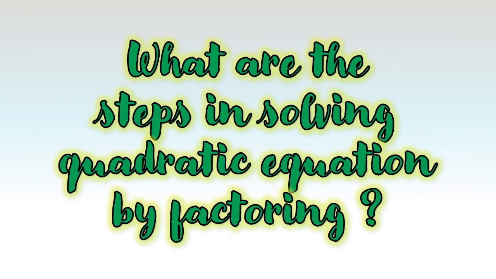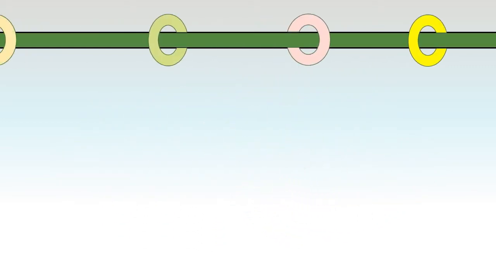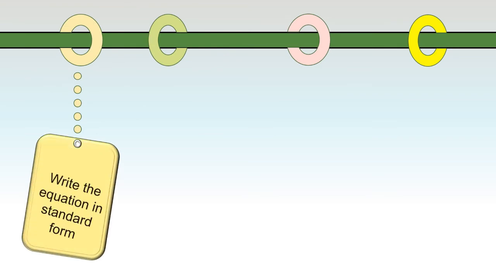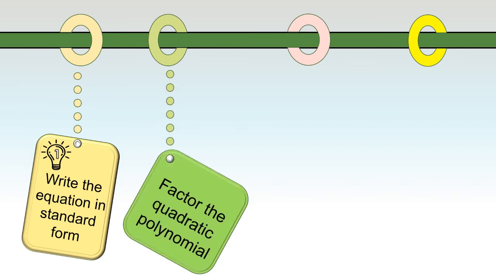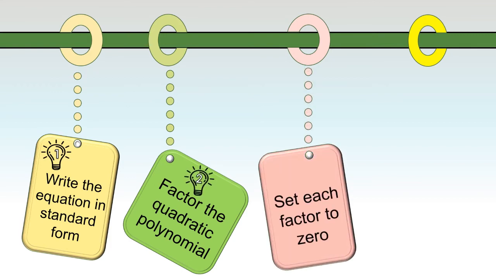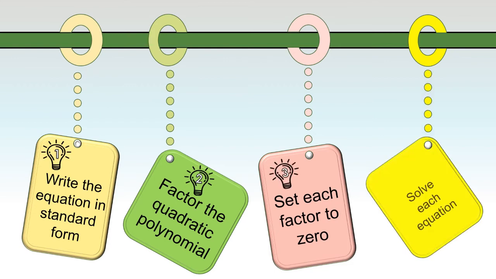So what are the steps in solving quadratic equations by factoring? Step number 1, we're going to write the equation in standard form. Step number 2, factor the quadratic polynomial. Step number 3, set each factor to 0. And step number 4, solve each equation.